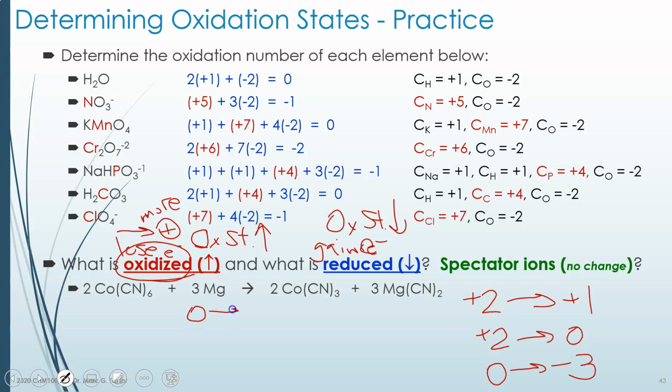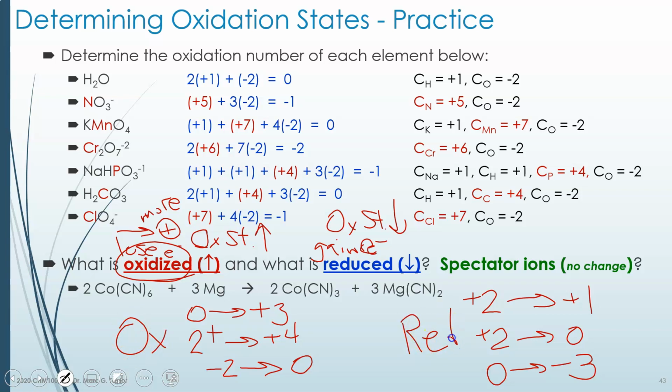You can go from an oxidation state of 0 to +3. You can go from an oxidation state of +2 to +4. You can go from an oxidation state of -2 to 0. In each of these cases, the number went up. These are all oxidation reactions. These are all reduction reactions.